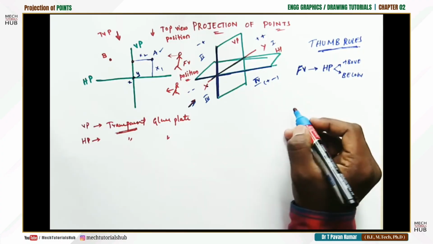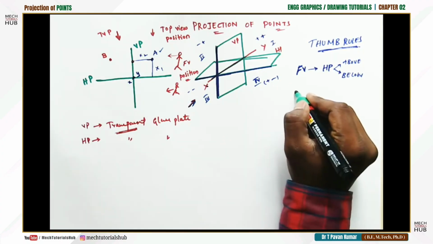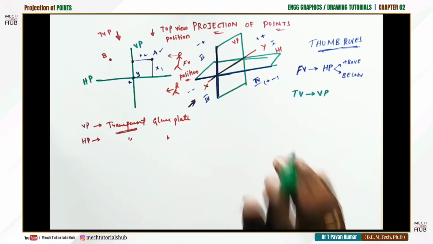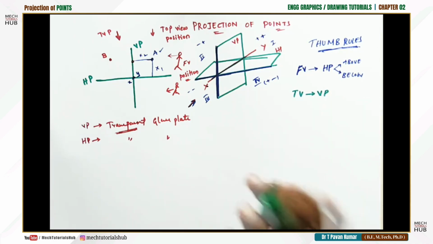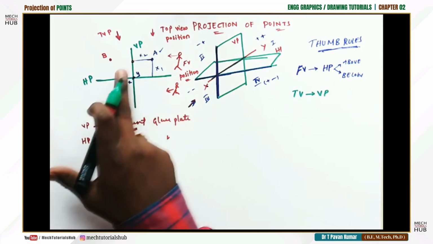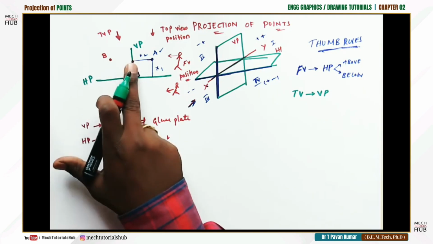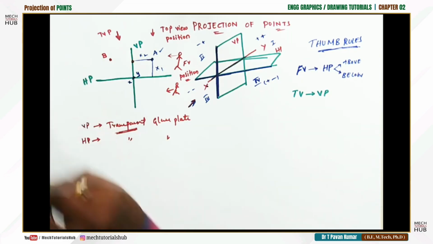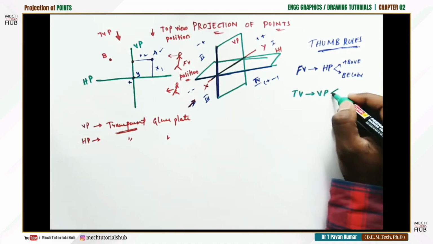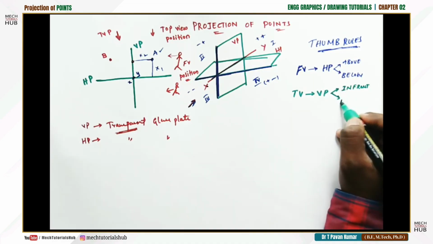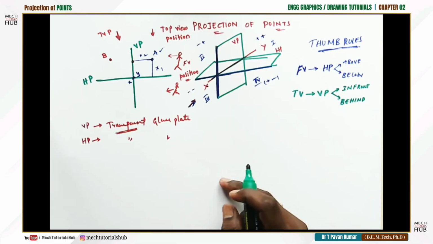Similarly, if you take a top view, you can talk about the vertical plane only. You are not supposed to talk about any horizontal plane. When I am standing at the top, I could justify only one thing, whether it is in front of or behind the vertical plane. So what I could decide here is whether the object is in front or behind. These two thumb rules I can easily make now.